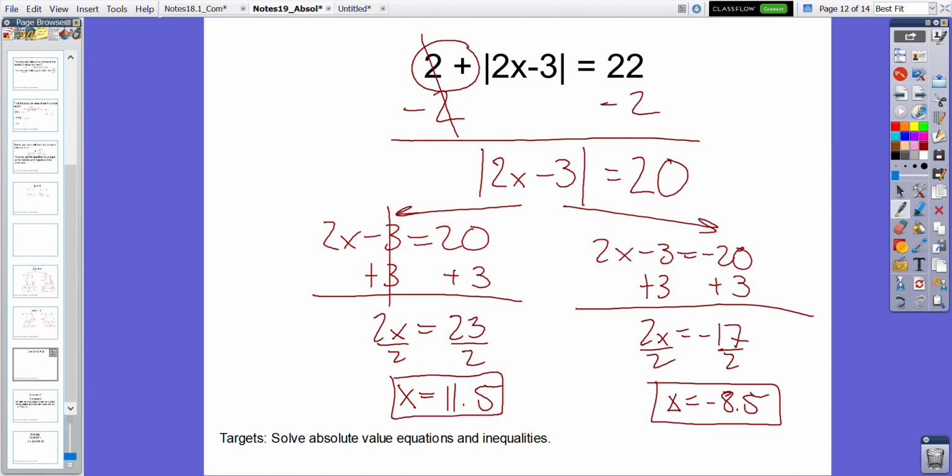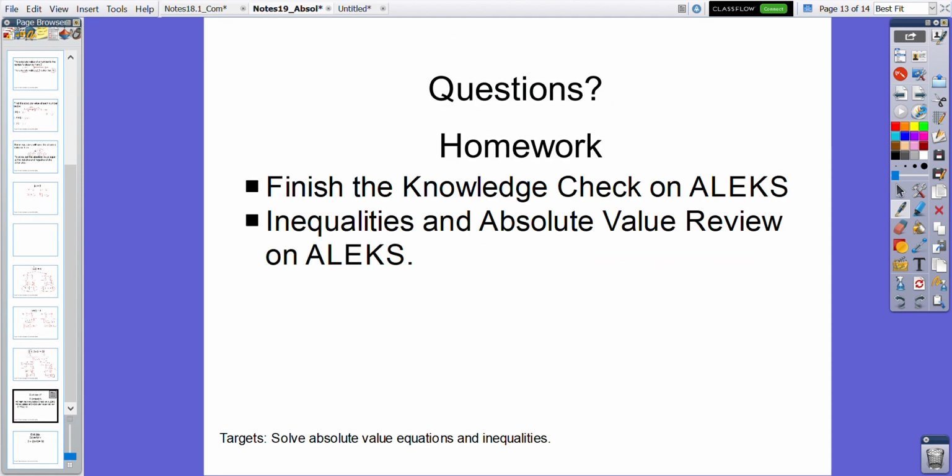Okay, your homework for this weekend is to do the following. You are going to finish your knowledge check on ALEKS, and then there will be an assignment called Inequalities and Absolute Value Review. Okay, that's going to be due next week. You have all weekend to get it done. Make sure you get as much work as you can get done, and I will see you on Monday.